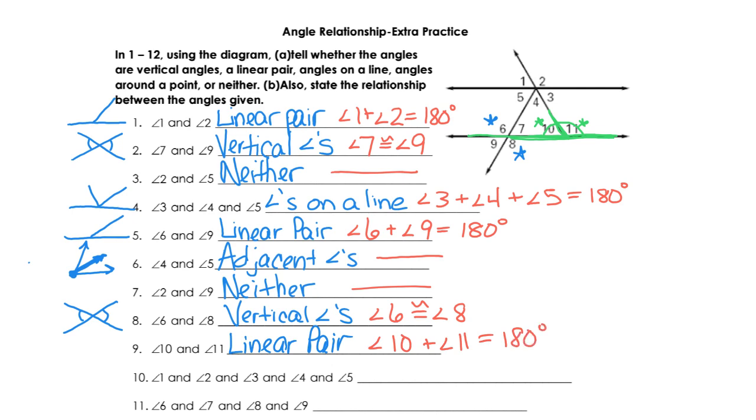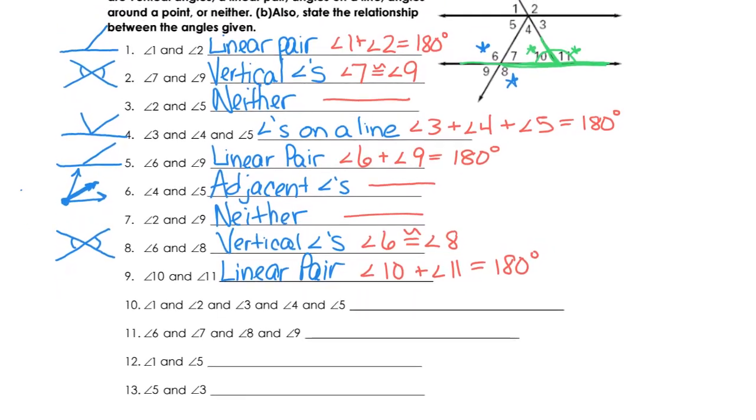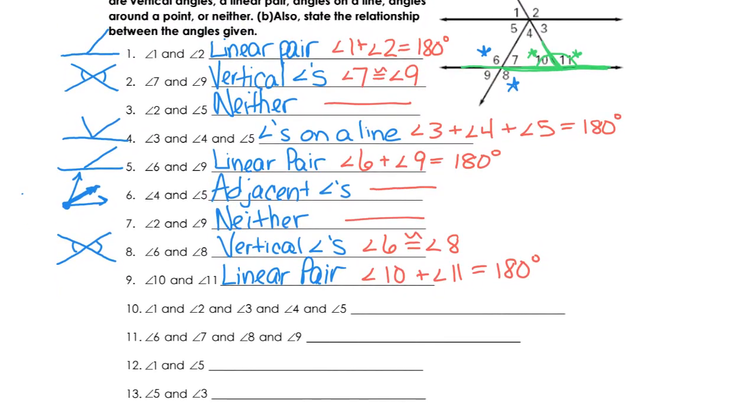Okay, let's go ahead and move up a little bit. Can't move up too far. I'm going to lose my picture. So number 10 says angle 1, angle 2, angle 3, angle 4, and angle 5. Holy cow. Okay. Oh, now it's letting me erase for some reason. That's good. Okay, so angle 1, angle 2, angle 3, angle 4, and angle 5.